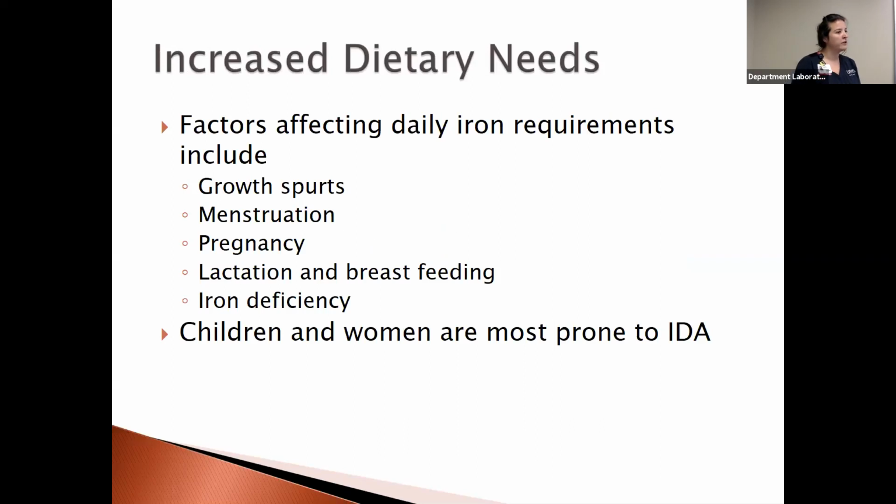So, I kind of mentioned this earlier, there are some factors that affect the daily iron requirements. Younger children who are actively growing have a higher requirement for iron. Females on their menstruation cycle are losing more than that 1% of cells on a daily basis, so they need more iron during that time of the month. Females that are pregnant need more iron, and lactating or breastfeeding mothers need more iron as well. So it's actually children and women that are more prone to iron deficiency anemia.